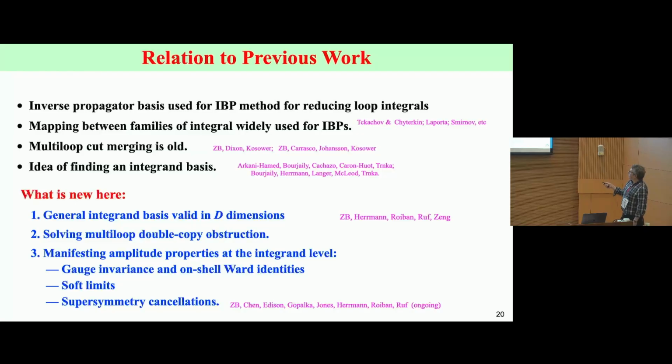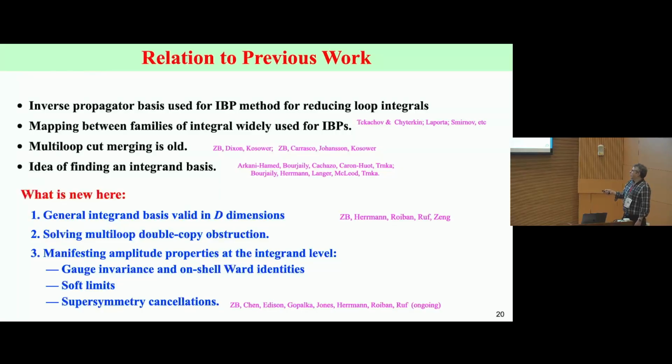So this is the work at the planar level using the dual variables. There's also work called prescriptive unitarity. That's something that actually works in 4 dimensions, but the idea of the basis is in there. What is new here is we're talking about D dimensions. So this is a basis valid in D dimensions. And the key, it solves the multi-loop double copy obstruction that we've had. Okay, and some examples, I'll show you a couple of these.